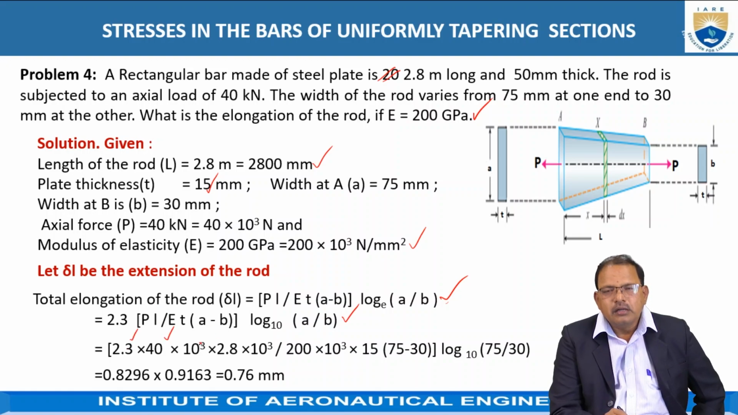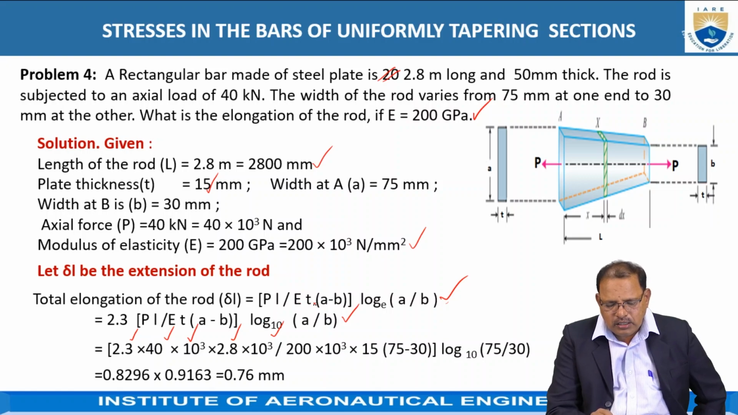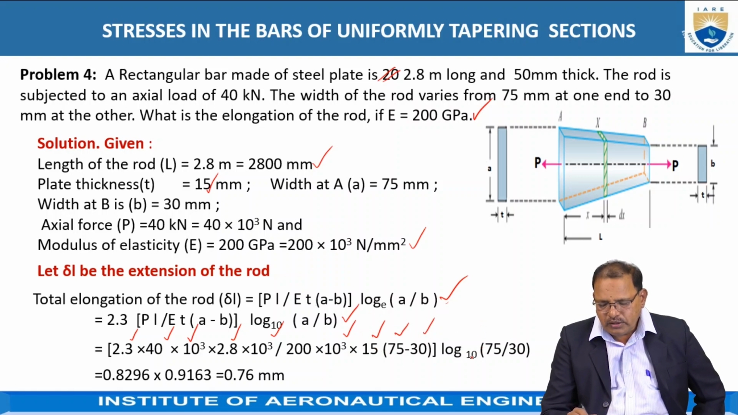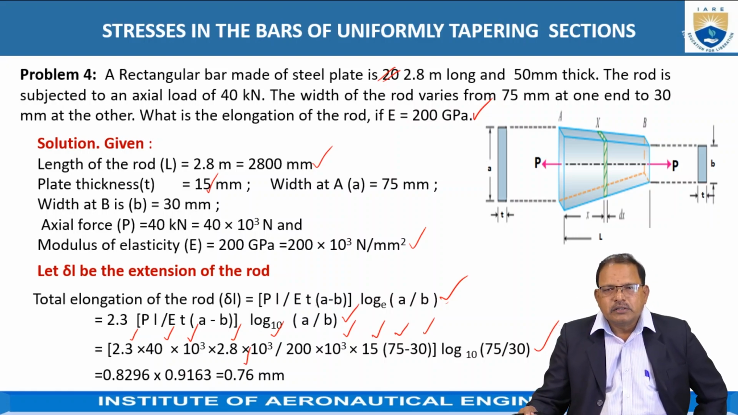P is equal to 40, and since it is given in kilonewtons, 10 to the power of 3, and L is equal to 2.8 meters, 2.8 into 10 to the power of 3, divided by E, 200 gigapascal, 200 into 10 to the power of 3 newton per mm square. Here T, the thickness, is 15 mm, A minus B is 75 minus 30, into log base 10 of 75 divided by 30. On doing this calculation, we finally got the value equal to 0.76.